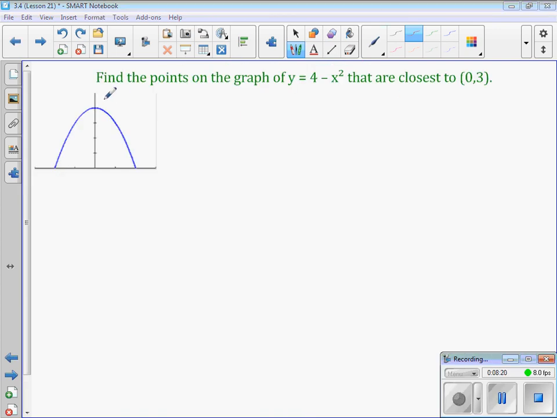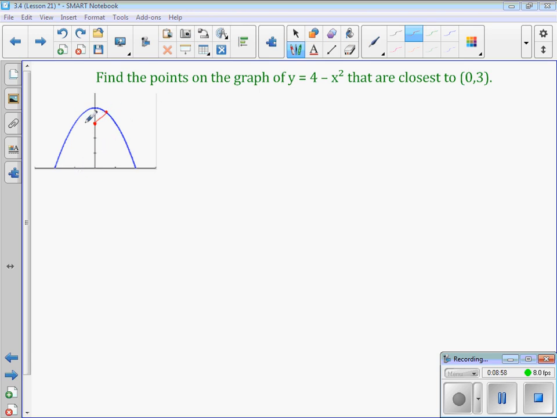Okay, what we're doing for this one, it says find the points on this graph, so I graphed it so you could get a visual of what's going on, that are closest to 0, 3. So isn't 0, 3 right here? Is it necessarily the closest if I go straight up? No, it's probably closer if I take some sort of an angle here. It's definitely not going to be closest down here, but it's probably going to be somewhere in this direction. And wouldn't it be the same on this side? So it's feasible here to have positive x's and negative x's, isn't it?